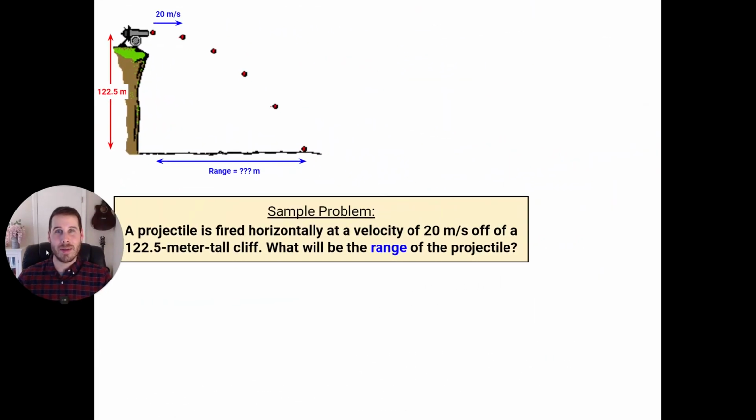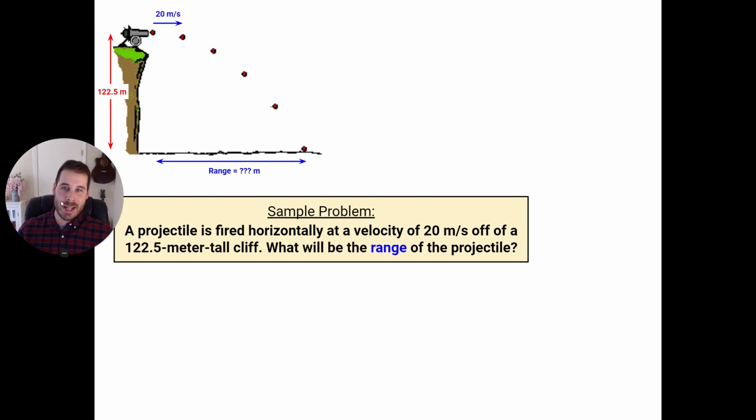I want you to be able to see them in action. So here is your first ever sample problem with a projectile. Here we go. A projectile is fired horizontally at a velocity of 20 meters per second off of a 122.5 meter tall cliff. What will be the range of the projectile?